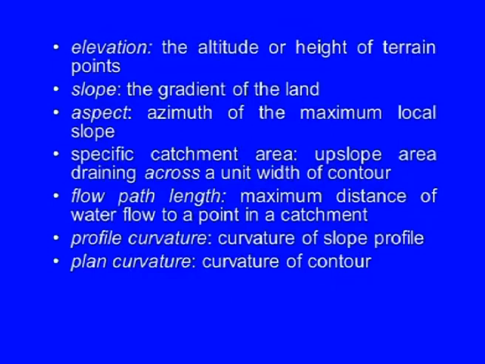Specific catchment area, that is the upslope area draining across a unit width of the contour. Flow path length, that is the maximum distance of water flow to a point in a catchment. Then profile curvature, that is the curvature of the slope profile that we have, and then plan curvature, which is the curvature of the contour.